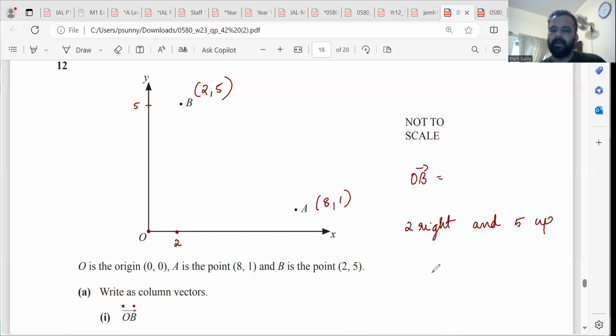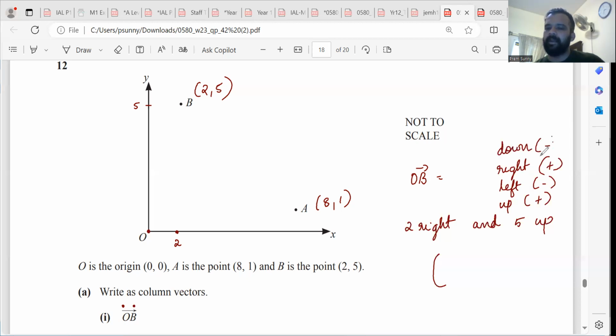When we represent this as a column vector, right means positive. If we are moving towards left, we need to write the value as negative. Again, up means positive, and if we are moving down, it will be negative. In this case, from O to reach B, I am moving 2 towards right. Always we need to check the horizontal distance, whether it is moving left or right. So first check the horizontal movement. It is moving towards right 2 units.